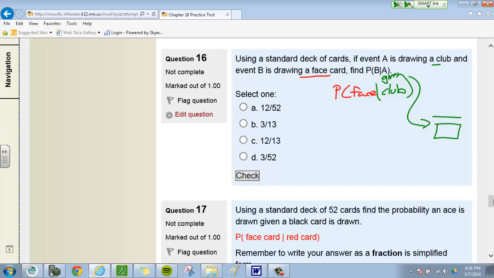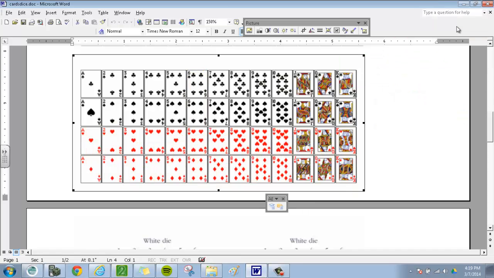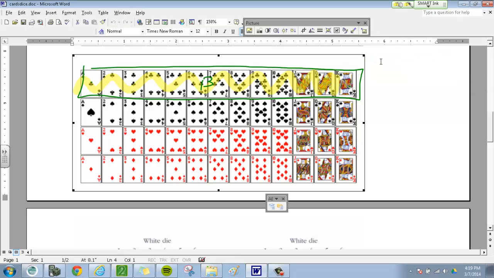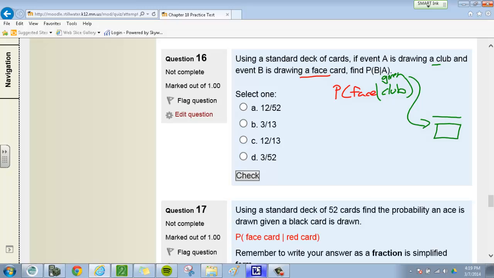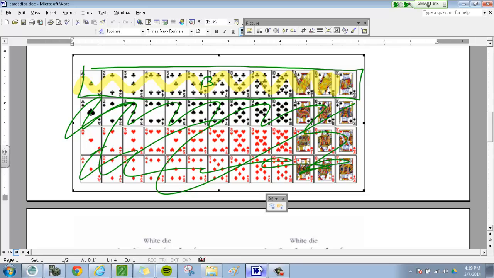Okay, so how many clubs do we have? Well, if you count, go to our cards really quick. Let's clear it this time. If you count them all up, this is the row of clubs right up here. And if you count them, we start with 1, go to king. There's 13 clubs. So that will be our denominator, 13. And now we got to figure out, of those 13 clubs, we don't care about anything else, okay? This stuff doesn't matter anymore. We just care about the given, the 13 clubs.